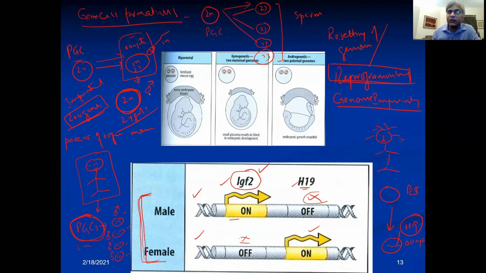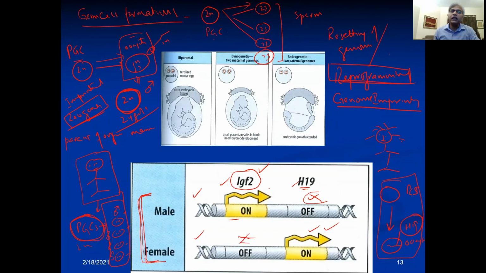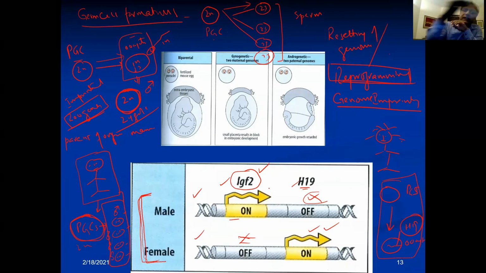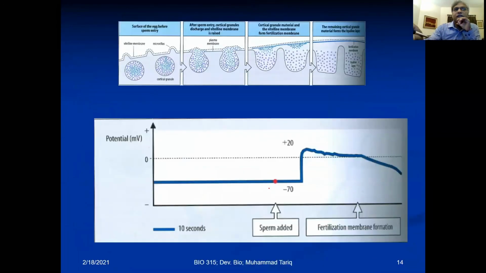regardless of my sex, whether I'm going to be male or female, my IGF-2 from my father's copy is going to be active, and H19 of my father's copy is going to be off. And for the chromosome which I inherit from my mother, there only H19 will be on and IGF-2 will be off. Now, how are these imprints achieved?